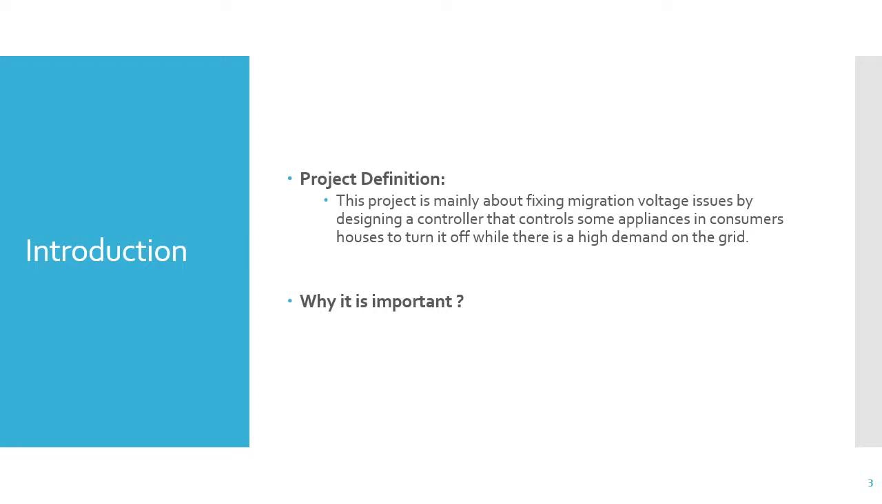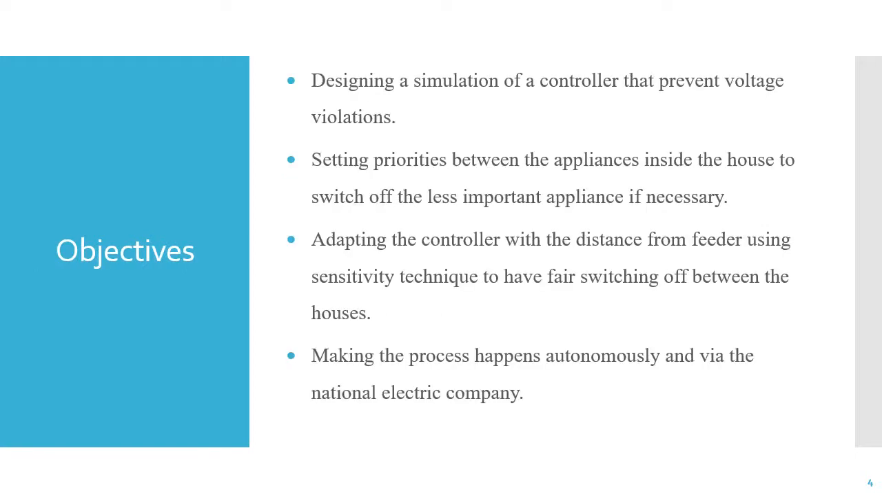Project objectives. First, designing a simulation for a controller that prevents voltage violations to save the system from over or under voltaging. Second, setting a priority. It wouldn't be nice if you're working on your essential device and it suddenly turns off while the least important device is still working. So we will make the customer choose which device to turn off first as a priority list.